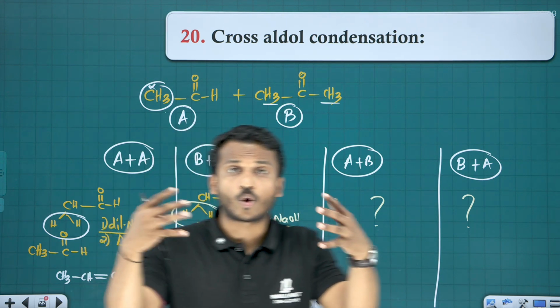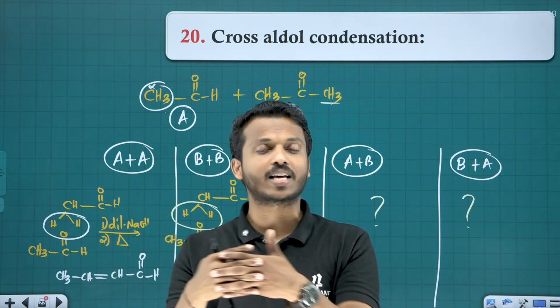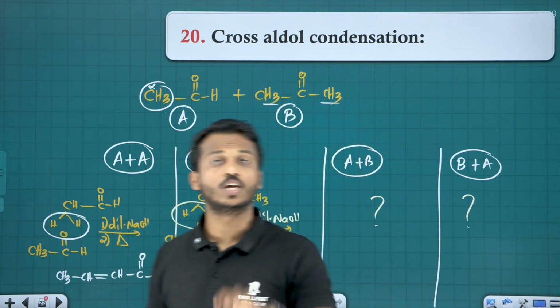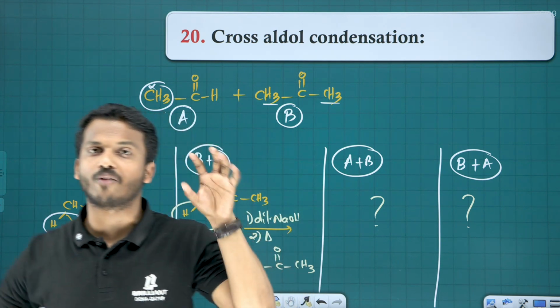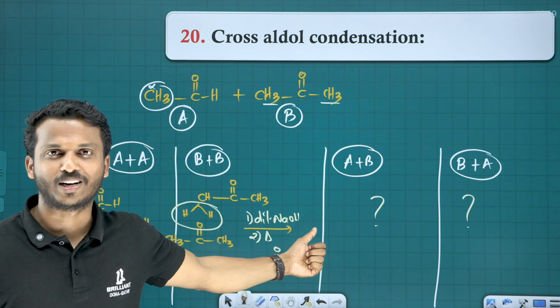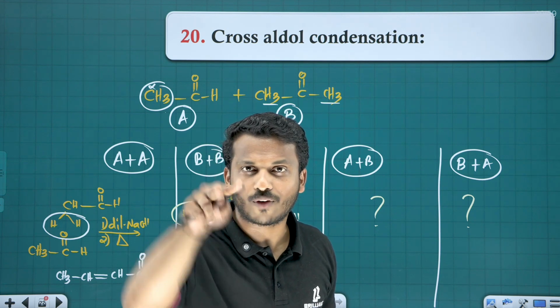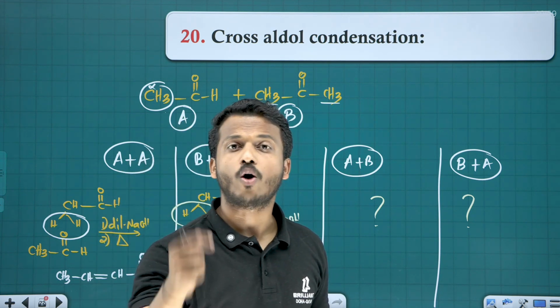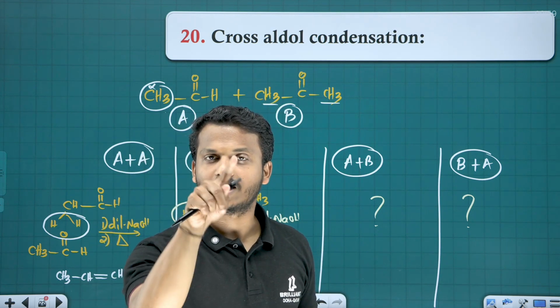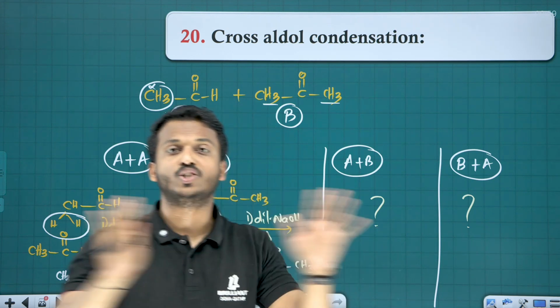So when you're doing cross aldol condensation, it is the reaction between 2 different species. If both of them contain alpha hydrogen, you can get 4 products like that. How to write the product, my dear? First compound, write down the 2 alpha hydrogens. Second compound, write the oxygen up, cut the water, and just join them.